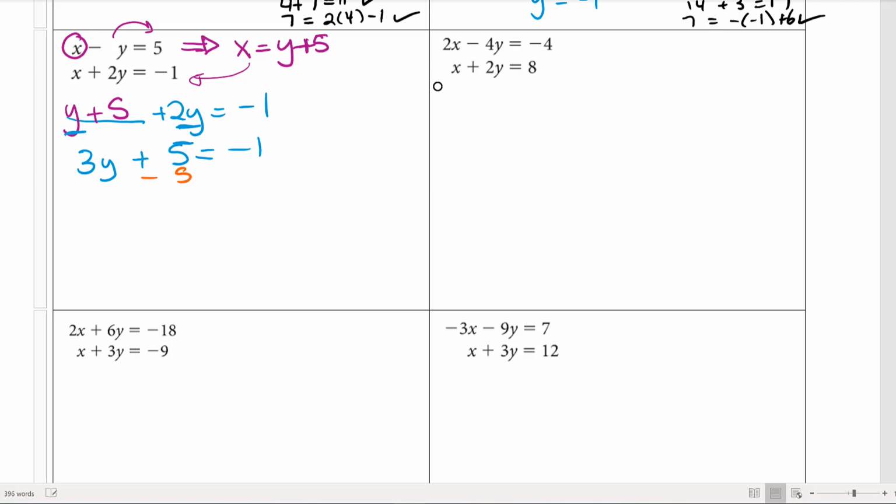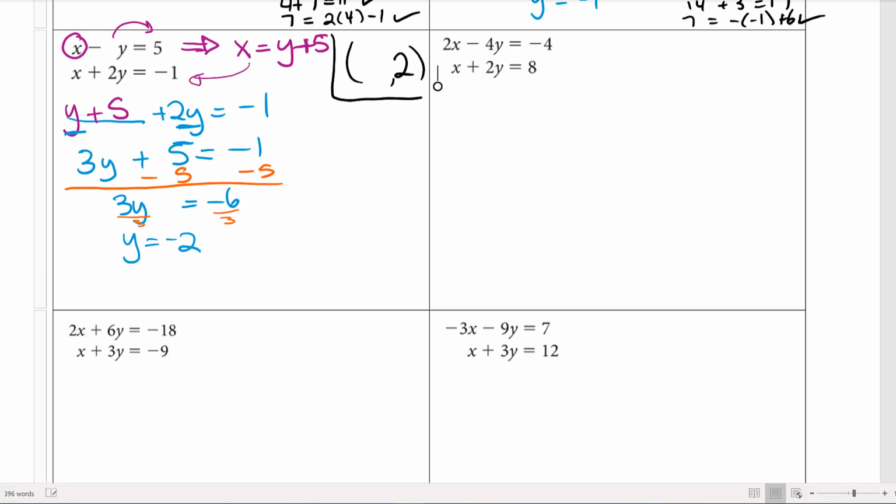To get the 5 on this side with the numbers, I'm going to subtract 5 on both sides. That gets me 3y equals negative 6. And then divide both sides by 3. y is equal to negative 2. So in my answer, the y is negative 2.